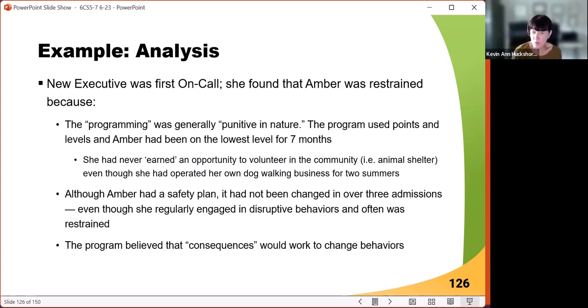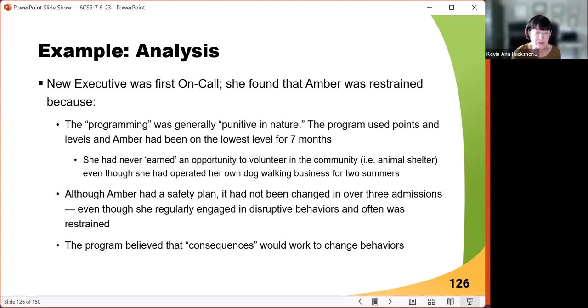And there was an opportunity in this program to allow her to volunteer at the local animal shelter, but you had to be safe. And since she had never been able to demonstrate safety, she was never allowed to leave the unit. So even though she had a safety plan, it had not been changed in over 3 admissions, even though she regularly engaged in disruptive behaviors and her safety plan obviously was not working very well.